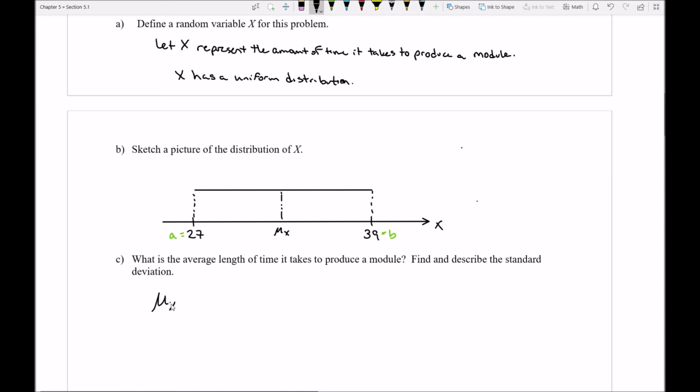So I can just say my average for x is going to be 27 plus 39 over 2. That's the same as 66 over 2. And so that's a total of 33. And I'll put down the units on there, 33 seconds. So there's my average. I can also calculate my standard deviation by using the formula in the box above.